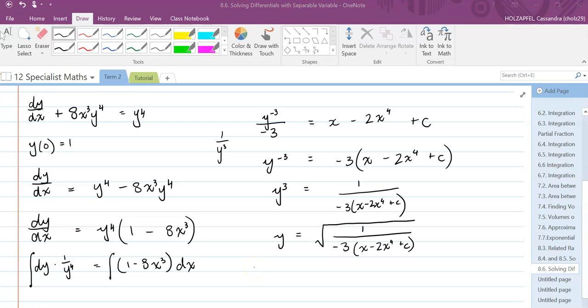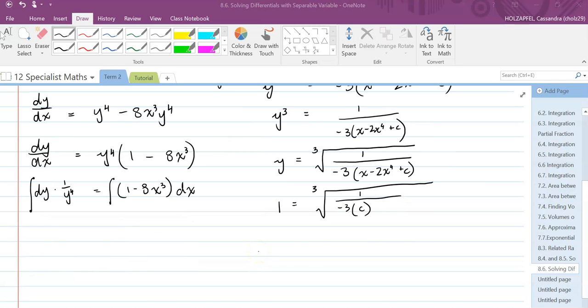So now we can solve for c using that additional information. I know that when x is equal to 0, y is going to be equal to 1. So I can substitute in those values. And the last thing I need to do now is rearrange to solve for c.